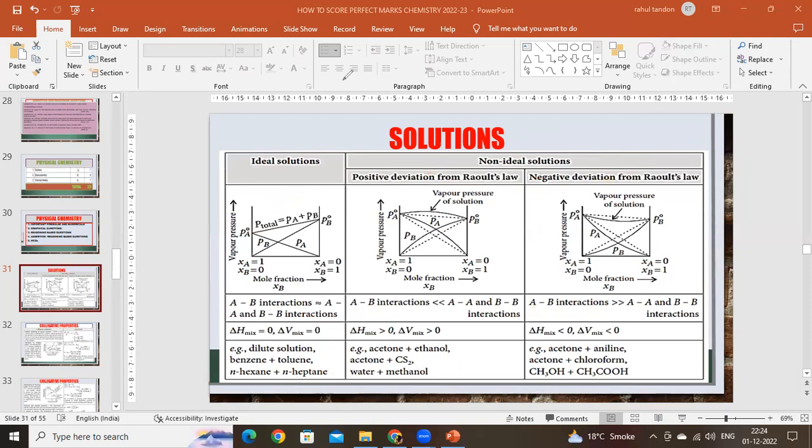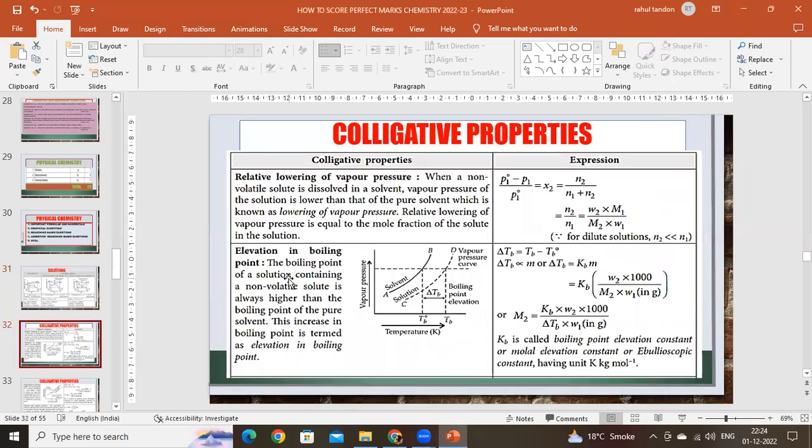Next, we are supposed to take up all the colligative properties. I hope you remember what colligative properties are: those which depend upon the number of solute particles but are independent of the nature of the solute particles. So there are 4 colligative properties that we are supposed to take up. Number 1 is the relative lowering of vapor pressure.